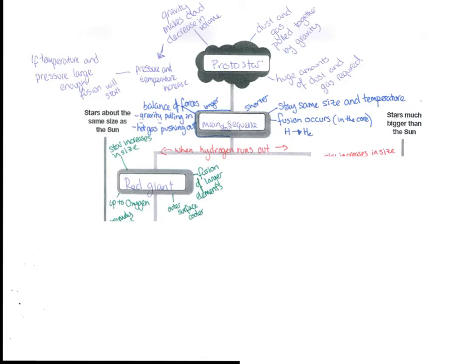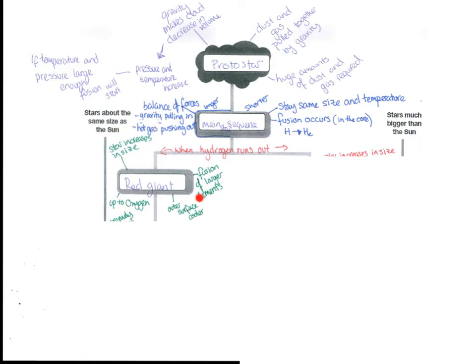When the hydrogen has run out in the star, so all the hydrogen has been fused into helium and there's no hydrogen left, then changes happen in the star. That is because the type of fusion taking place in the star has changed. So we're now onto a red giant, and as the name would suggest, moving to this stage means that the star size has increased, so the star's got bigger.